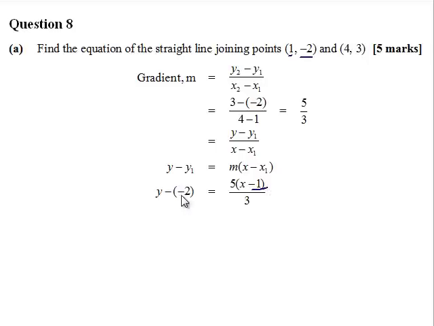Minus minus 2 gives us plus 2, and when I take it to the other side it becomes minus 2 again. 3 is the common denominator, so 2 3s is 6, so I expand the bracket and put it over a common denominator. Minus 5 minus 6 gives us minus 11, and that's the equation of the straight line. That's the answer to part A.